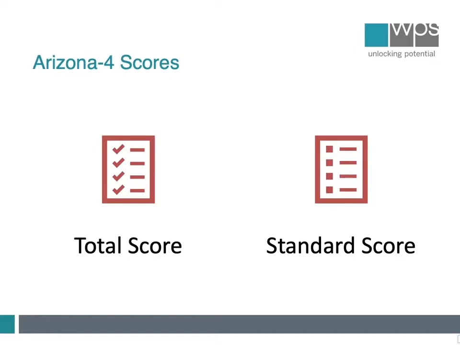Not only do you get a total score and a standard score with the Arizona 4, but you also can figure out the difference between total scores for word articulation and sentence articulation, if it's significant or not. You can also get confidence intervals, percentile ranks, test age equivalents, and also a percentage of speech improvement for retesting.